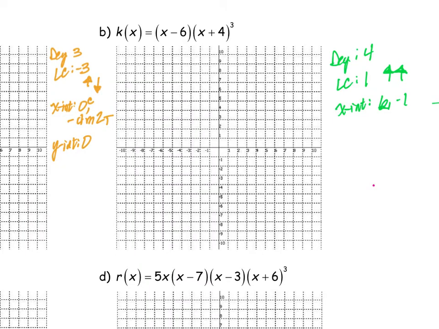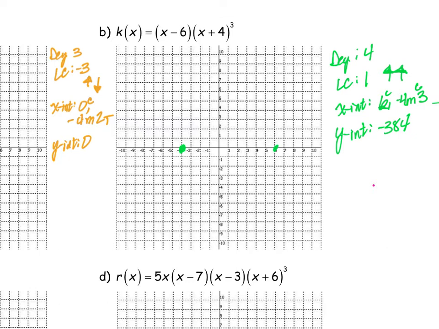Our 6 and -4 with a multiplicity of 3. And my y-intercept is -384. So I've got -4, which is, this is still a cross, but it's flat. They're both crosses because they're both odd multiplicity. 6. But when I go through at -4, remember it's going to flatten out a little bit.